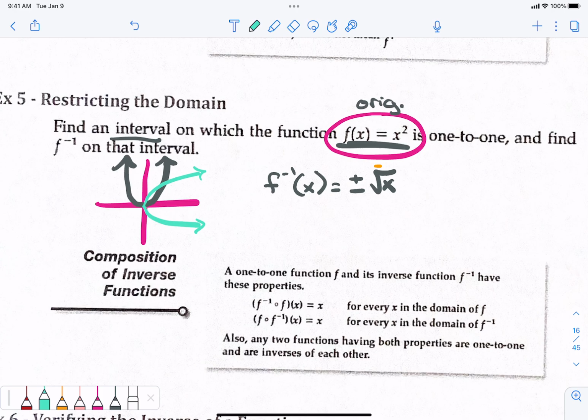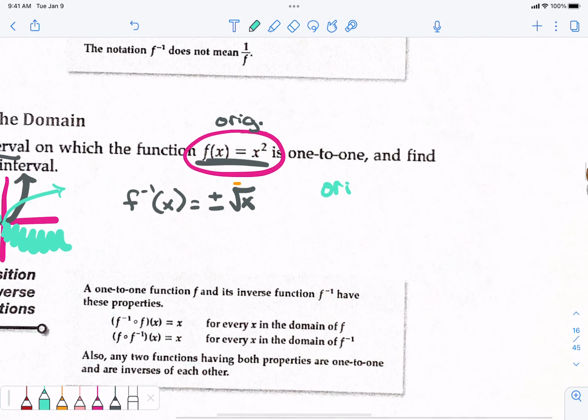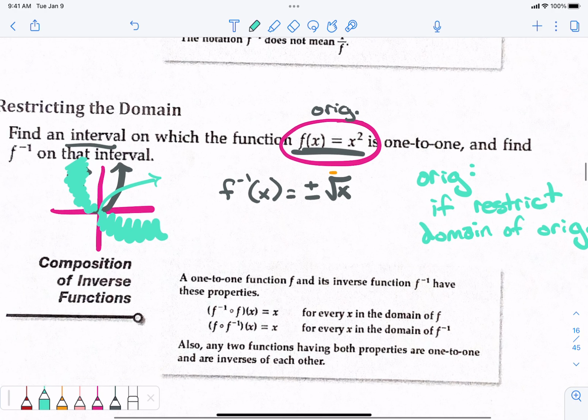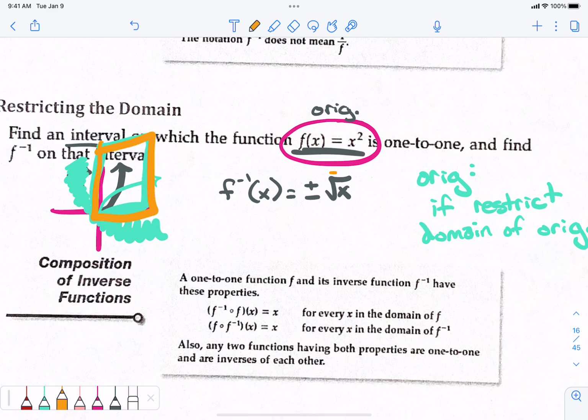Get rid of the minus, right? I like get rid of this part, right? What that's going to do is get rid of this half of the original. So for the original guy, if I restrict his domain so that he's only this chunk of the parabola, do you see that, this little piece right here? What would his domain look like if we only want this right half of the parabola?